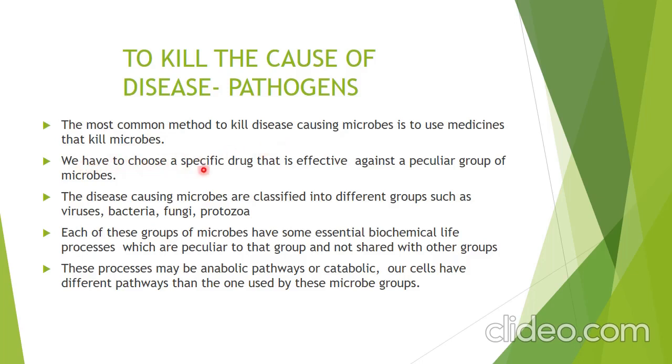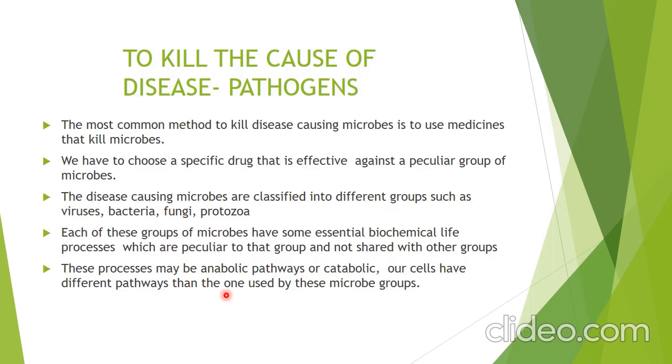We have to choose a specific drug that is effective against a peculiar group of microbes. The disease causing microbes are classified into different groups such as viruses, bacteria, fungi, and protozoa. Each of these groups of microbes has some essential biochemical life processes which are peculiar to that group and not shared with other groups. These processes may be anabolic.